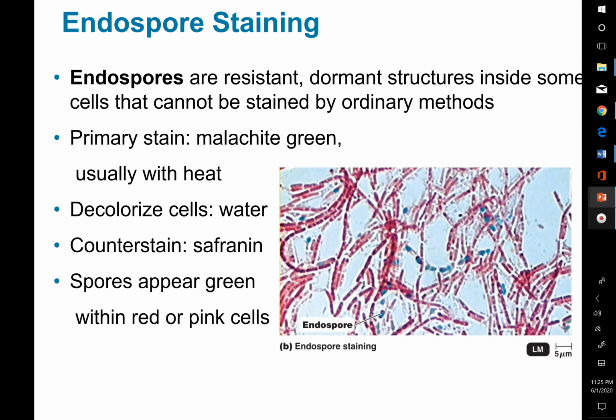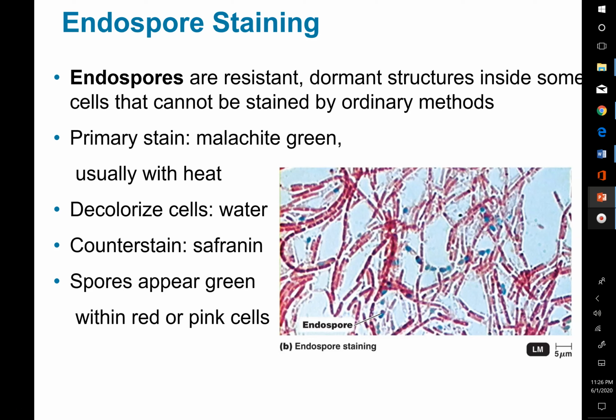Endospores are a very resistant structure that only a few groups of bacteria produce. The main groups of bacteria is Bacillus, which your main pathogen of Bacillus is called Bacillus anthracis, which causes anthrax, and then Clostridium, which you have several species of Clostridium, but you've probably heard of tetanus and botulism and maybe gangrene and maybe C. diff. So these are all species of Clostridium, and they produce endospores.